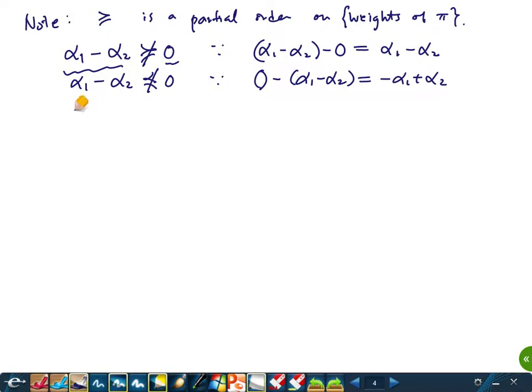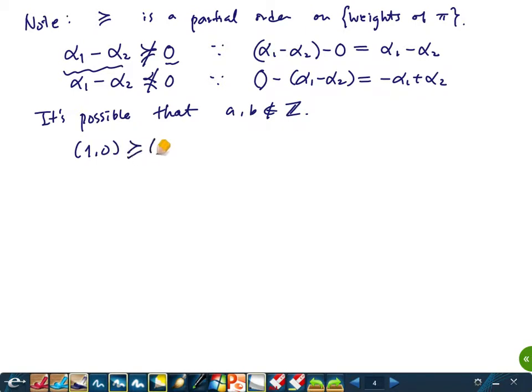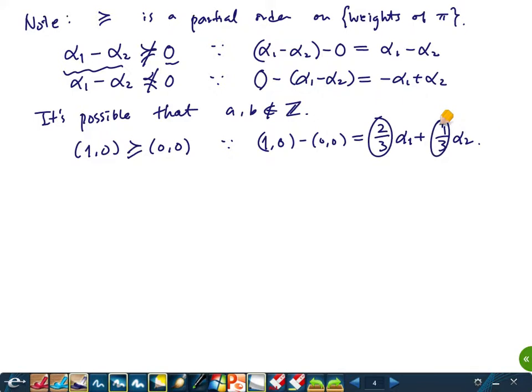And also, it's possible that these A, B are not integers. For example, 0, 1, this can be a weight of some representation. This is higher than 0, 0 because 1, 0 minus 0, 0 is of course 1, 0. It is 2 over 3 alpha 1 plus 1/3 alpha 2. So coefficients are non-integers.